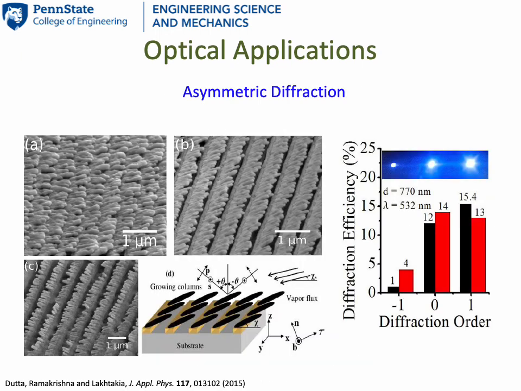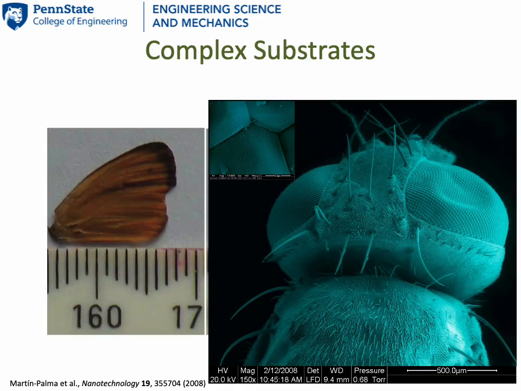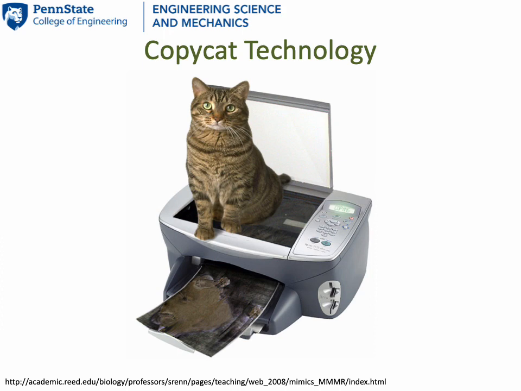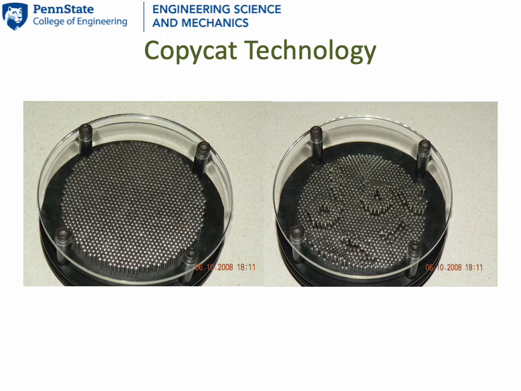Here I show you a columnar thin film of silver deposited on a topographic substrate with parallel ridges. Asymmetric diffraction took place during optical experiments, leading to a simple method for fabricating glazed gratings. We are able to coat even such complicated substrates as a butterfly wing and an entire fly, in an aim to develop copycat technology.